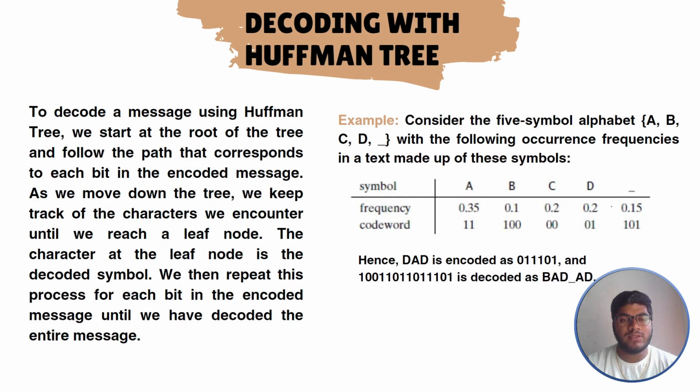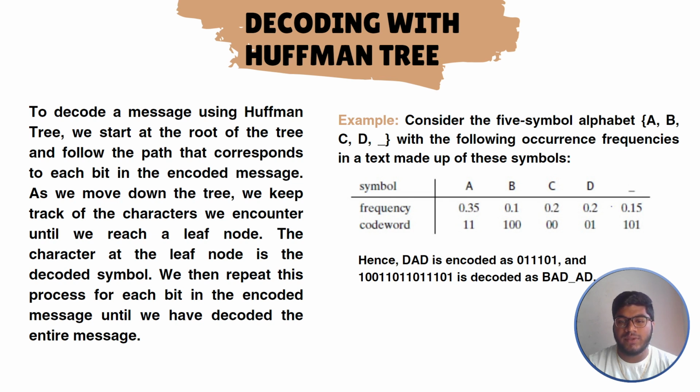To decode a message using a Huffman tree, we start at the root of the tree and follow the path that corresponds to each bit in the encoded message. As we move down the tree, we keep track of the nodes we encounter until we reach a leaf node. The character at the leaf node is the decoded symbol. We then repeat this process for each bit in the encoded message until we have decoded the entire message.